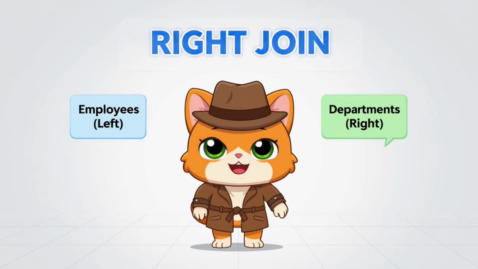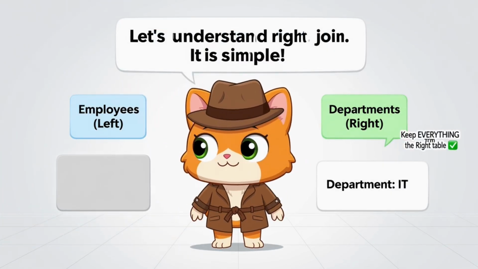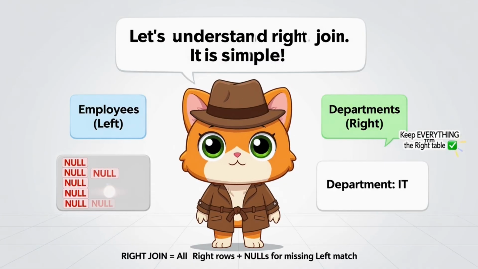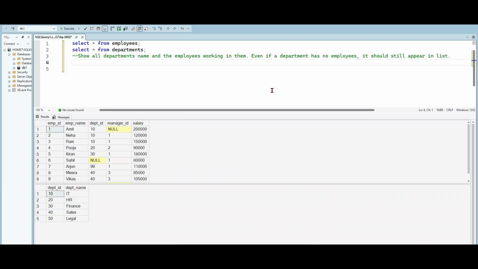Let's understand right join. It is simple. So today we will see another interesting question, that is show all your department names and the employee working in them. Even if department has no employees, it should still appear in the list.